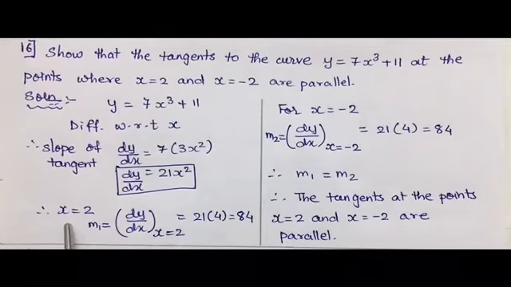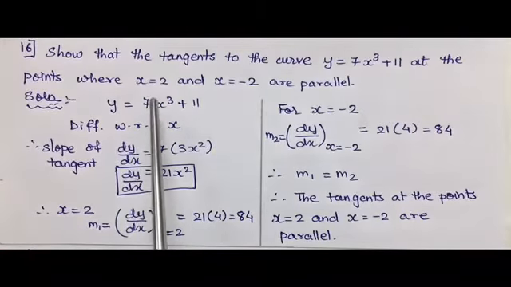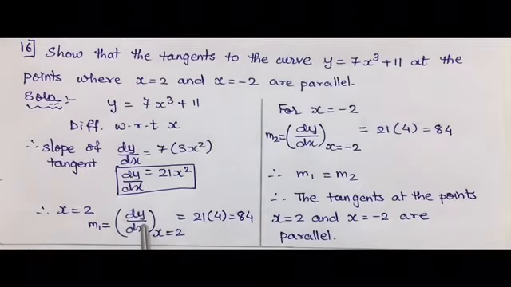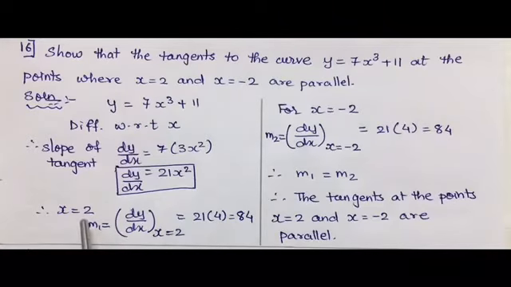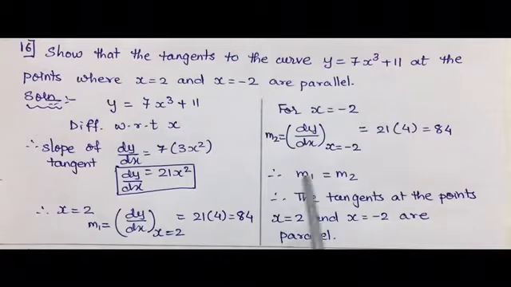Now we will take the value of x equal to 2 and calculate the slope value, which is marked as m1. So m1 is equal to 21, x value being 2 becomes 4. So 21 into 4 makes it 84. So the slope at the point 2 is 84.